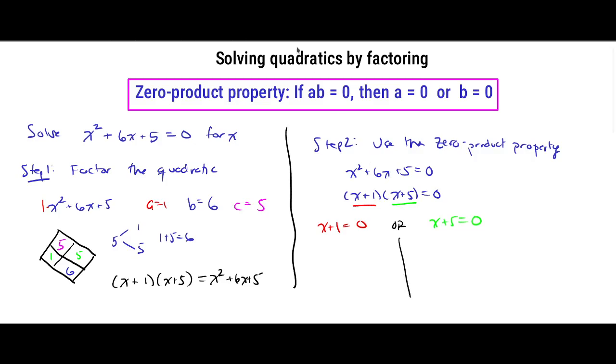All right, so x plus 1 equals 0, that means x equals negative 1. If x plus 5 equals 0, then x equals negative 5. So x equals negative 1, or x equals negative 5. These are the two solutions to our quadratic equation. If you plug either of those values in to our original quadratic, you're going to get 0 on the left-hand side, which is exactly what we were looking for.